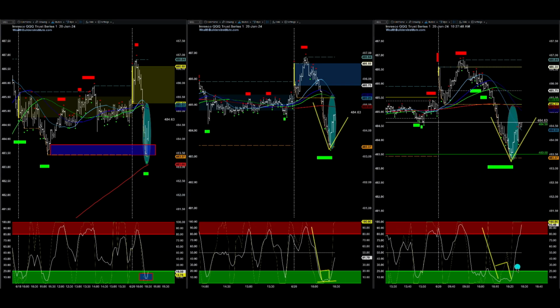V pattern wide state, H pattern. V pattern wide state, oscillator agreement.